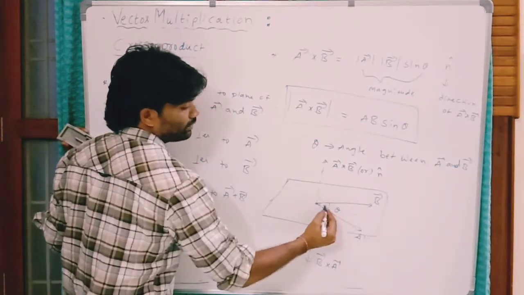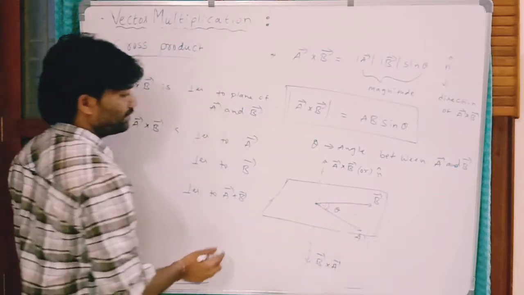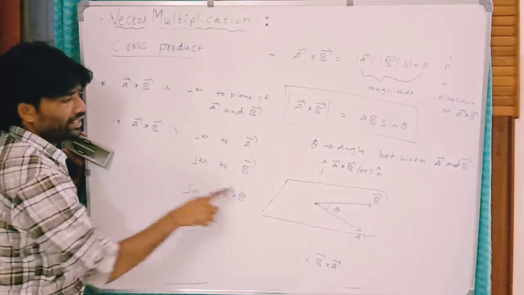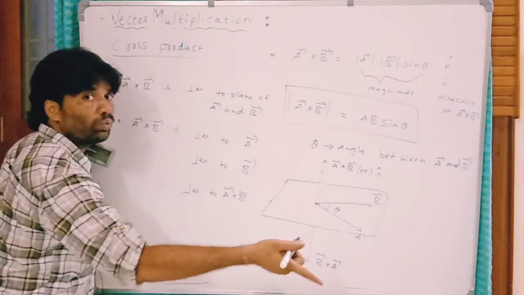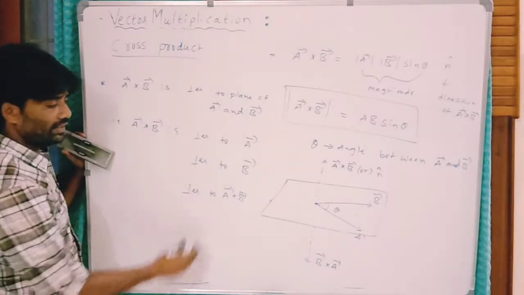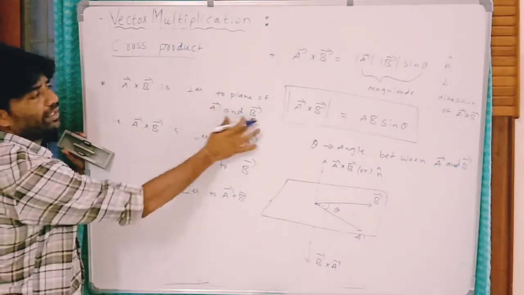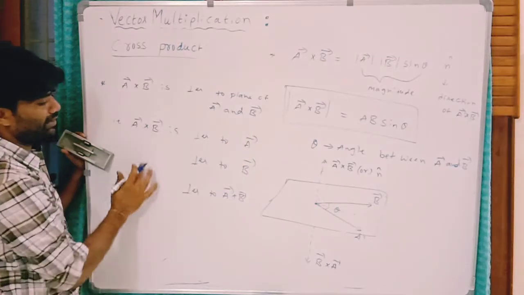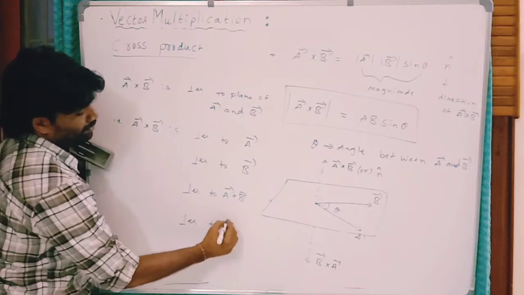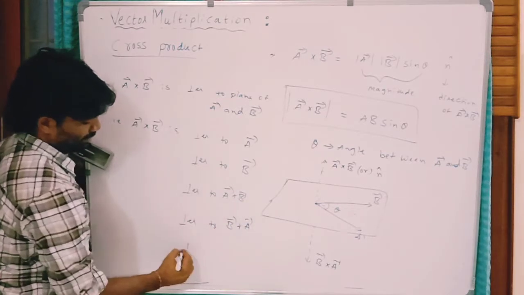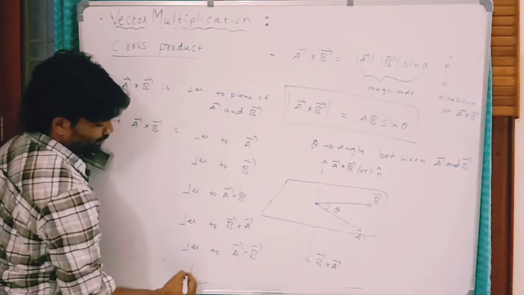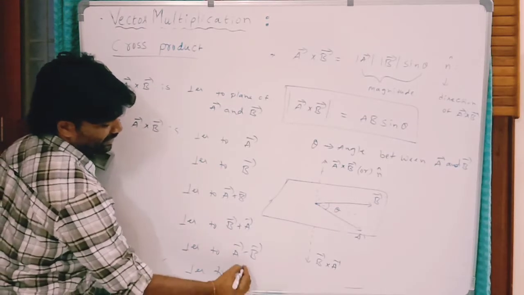So the addition of these two will lie between these two. That is why that vector is also in the same plane of A and B. So that is why A cross B is perpendicular to any vector lying in this plane of A and B. So this A plus B lies in the same plane of A and B, that is perpendicular to A cross B. And this A cross B is also perpendicular to B plus A, or perpendicular to A minus B, or perpendicular to B minus A also.